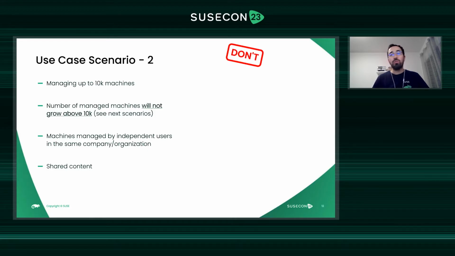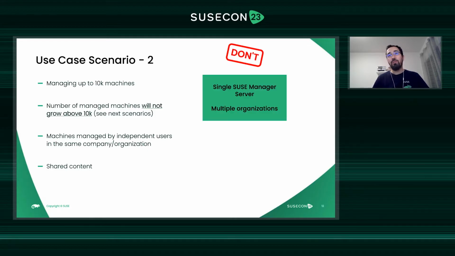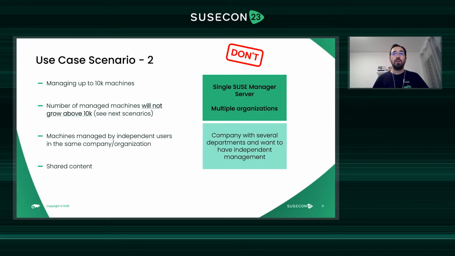In this case, you also don't need to use the hub, because you can use other deployment solutions. One example is to use a single SUSE Manager server, but with multiple organizations configured on it. One example of this deployment is a company with several departments, where you want to have some separation between each department and each machine in each department, and different groups of users that need to manage these machines.